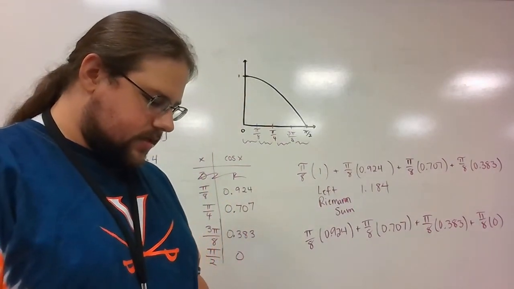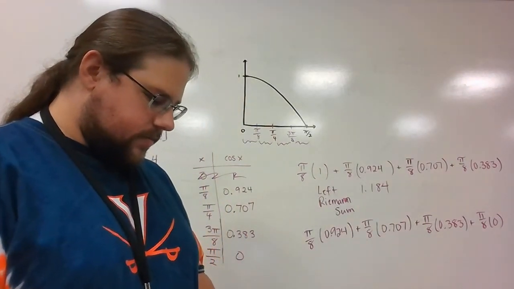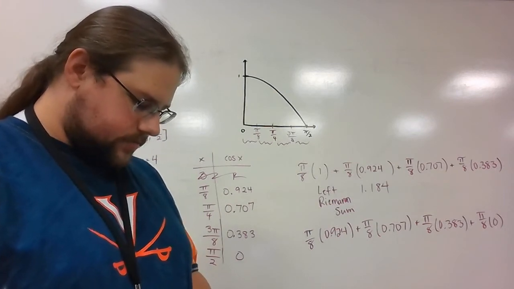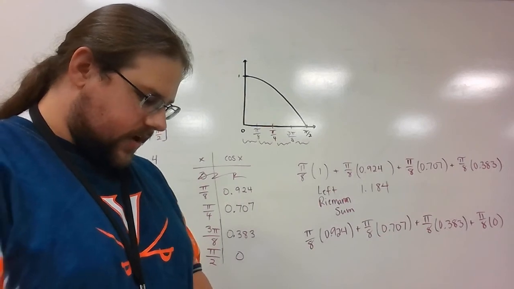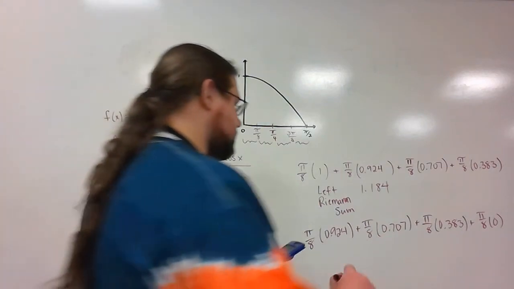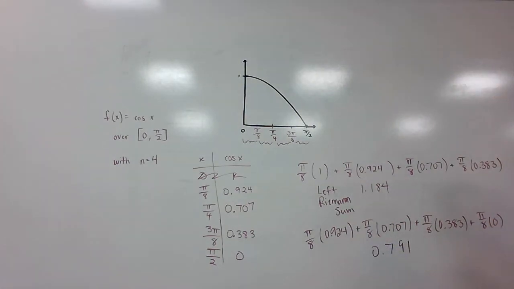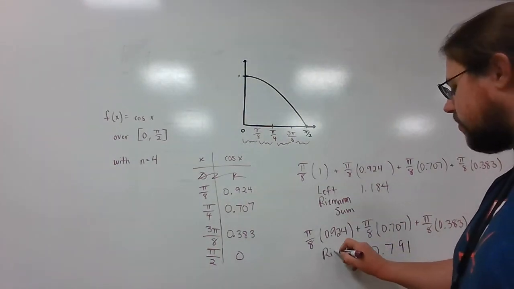Whoop, I'm making silly errors over here. All right, let's see what happens. I got 0.79, and I'm going to round that up again, 3 decimal places to 1. So there's my right Riemann sum.